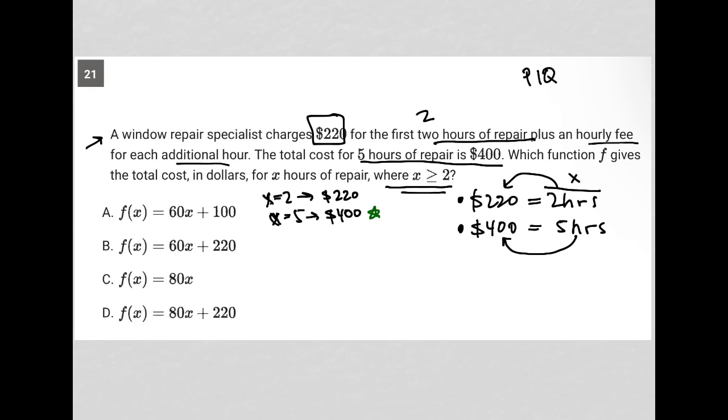But also if I had tried the x equals 5 instead, right? So if x is 5, I'd have 60 times 5, which is 300. And then 300 plus 100 is, in fact, the 400 that I was expecting it to be. So again, choice A is the best answer.